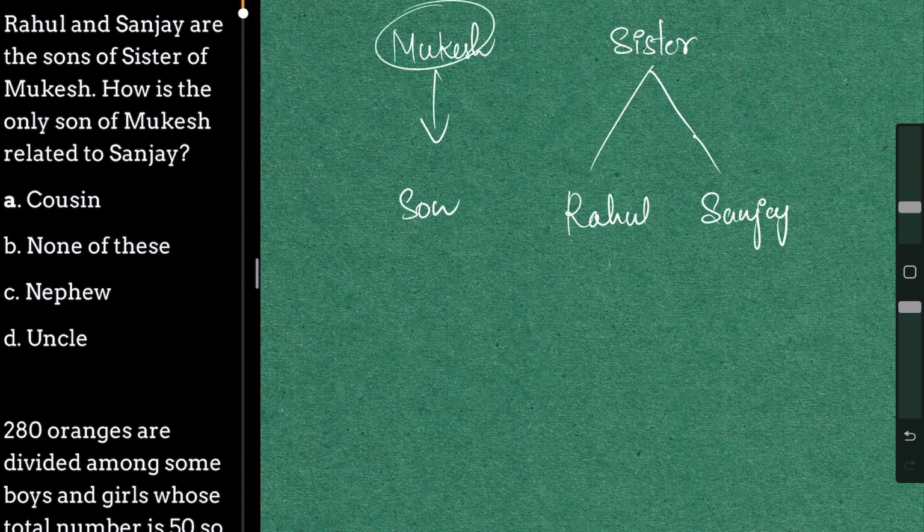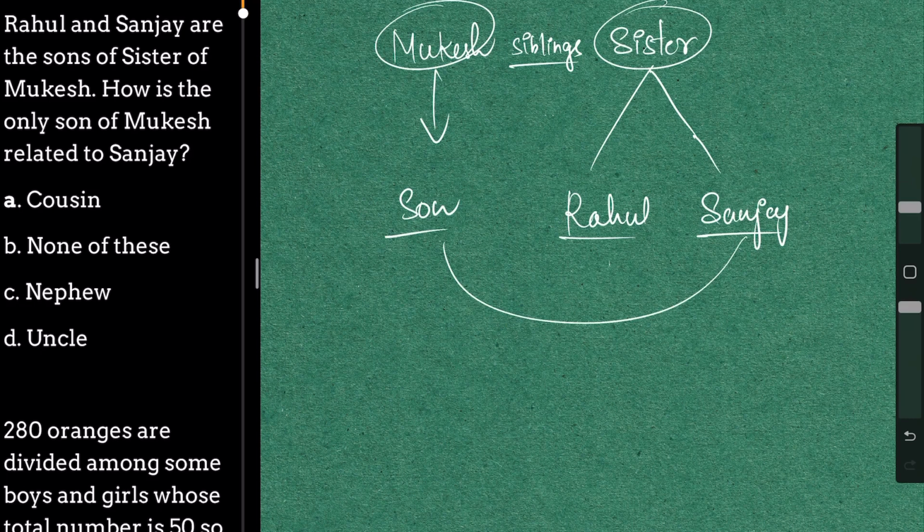Now Mukesh and his sister are obviously siblings, and the son of Mukesh is the cousin of Rahul and Sanjay. So that was very simple. Now they have asked the relationship between Sanjay and the son of Mukesh. So we can easily pick cousin as the answer. So is cousin one of the options? Of course, yes. Option A would be the right answer.